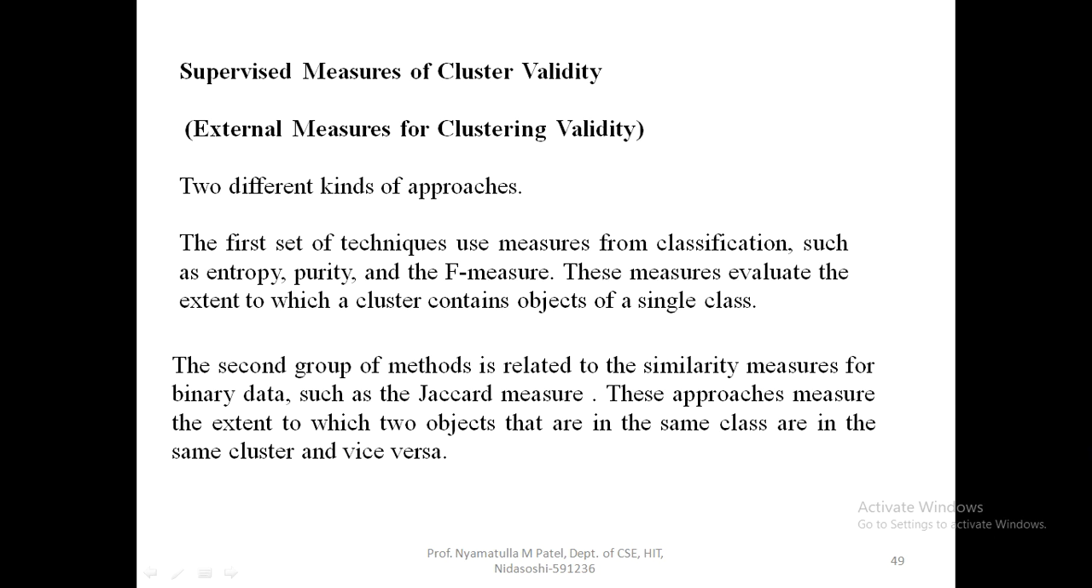Then coming to another point, supervised measures of cluster validity. Here, external measures of clustering validity. What are the external measures for measuring cluster validity? Two different kinds of approaches are available. The first set of techniques uses measures from classification, such as entropy, purity and F measure. So they are using external measures. There are 3 external measures: one is entropy, next is the purity of the cluster, and the F measure of the cluster.